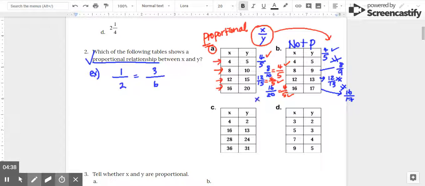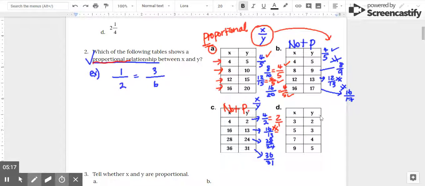And let's do the same thing. X to Y, 4/2, 16/13, 28/24, and 36/31. All the ratios should be equivalent. If you simplify this, it's going to be 2 over 1. And this is already simplified. And these are already different. So it's not proportional. Every single ratio should be equivalent to be a proportional relationship.